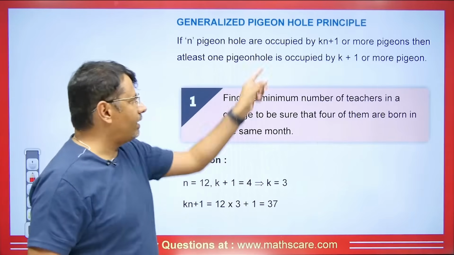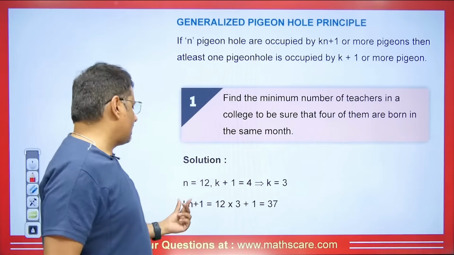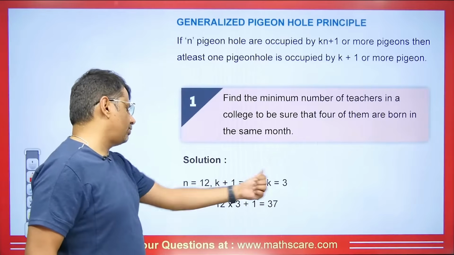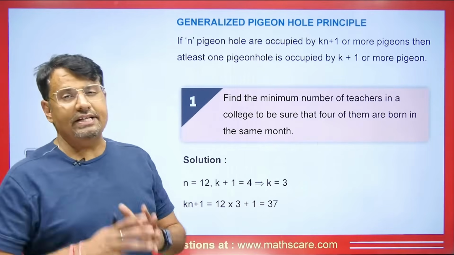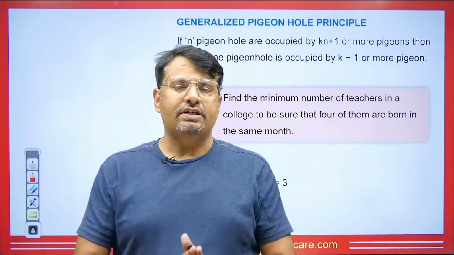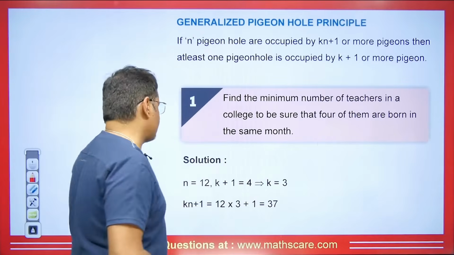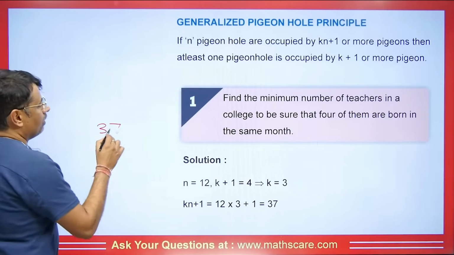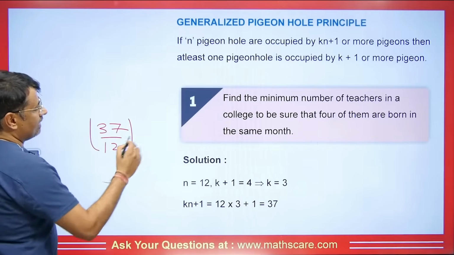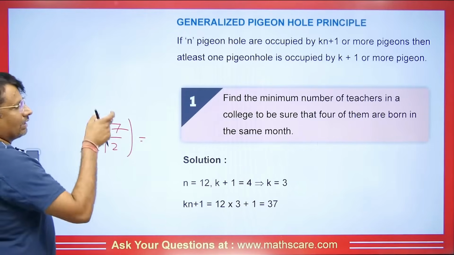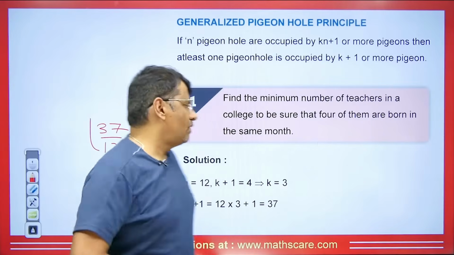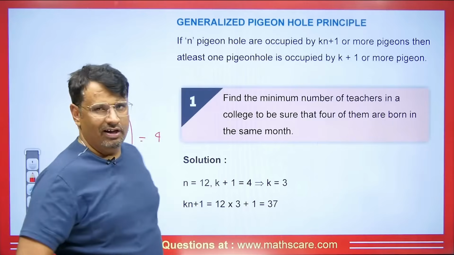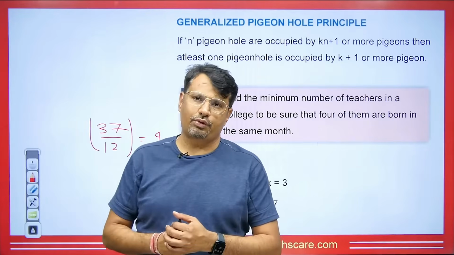Okay, students? So let's find the value of kn plus 1. k is equal to 3 and n is 12. 12 multiplied by 3 plus 1 is 37. If there are 37 teachers, you can also solve this mathematically. If the number is 37, then you can divide 37 by 12 and get the greatest integer. So what numbers should we divide to get a greatest integer of 4? It will obviously be greater than 36, right? So you can solve this question using this approach.